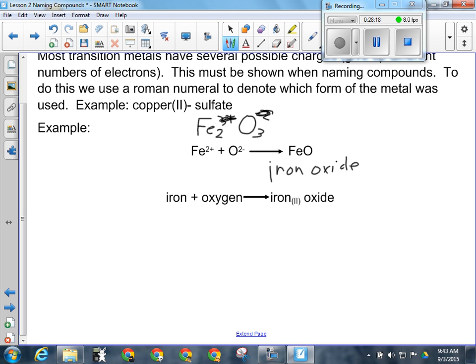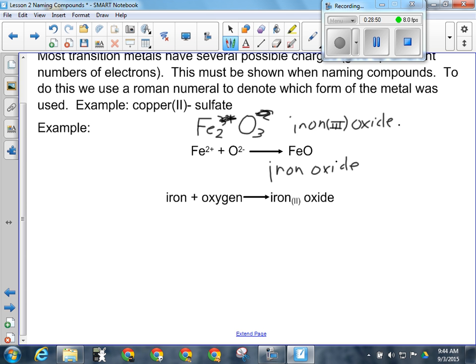Right, use a Roman numeral. For this compound, this iron oxide, I would put in a Roman numeral 2, because the iron I used had a 2+ charge. For this one, I would put in a 3. This is going to be iron Roman numeral 3 oxide. That seems all well and good when it's all set out for you like that.